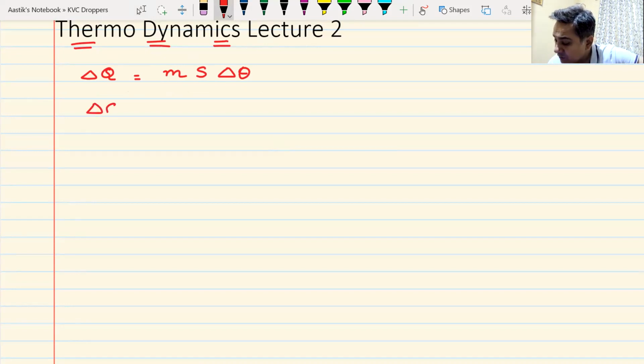If it is a change of state, the heat given is m into L, where L is known as the latent heat of melting, or latent heat of fusion, or latent heat of vaporization. Do we all see this? Do we all recollect this? Please let me know. Yes. Now is the time that we move ahead.